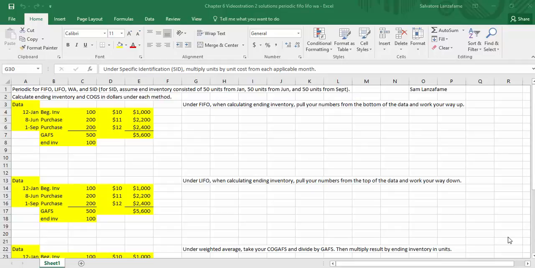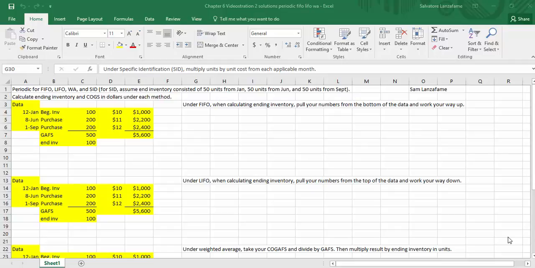Today we're going to talk about how to calculate ending inventory and cost of goods sold under 4 different techniques. One's called FIFO, first in, first out. Second one is called LIFO, last in, first out. Then we have weighted average, and then specific identification. Of these 4, the one that is the most accurate is the specific identification. But ironically, that is the one that is least used in practice.